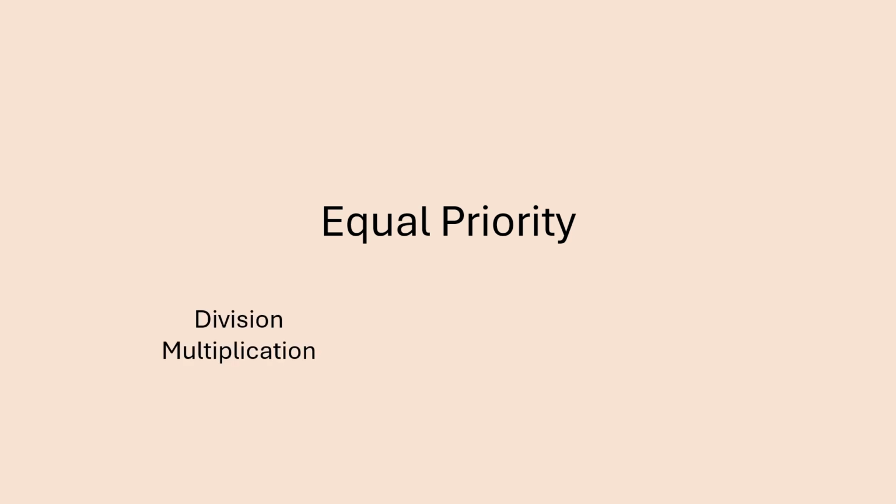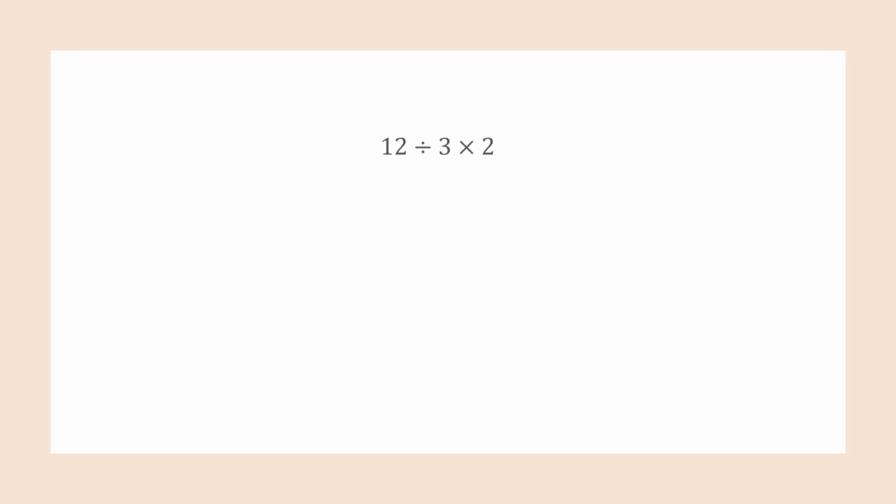Division and multiplication have equal priority, as do addition and subtraction. When operations have equal priority, work from left to right. Example 3, equal priority. 12 divided by 3 times 2. Division and multiplication have equal priority, so we work left to right.